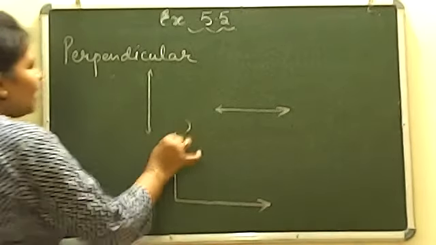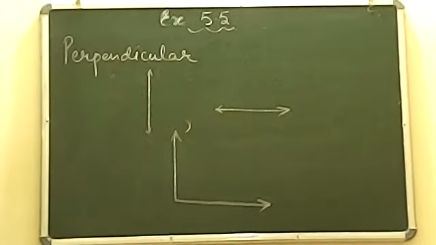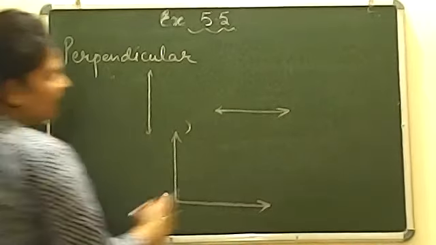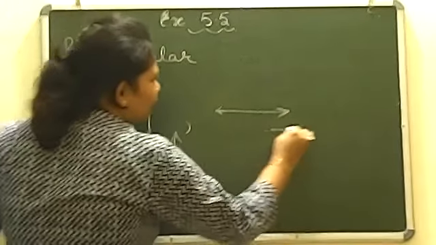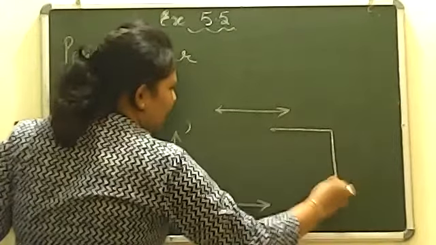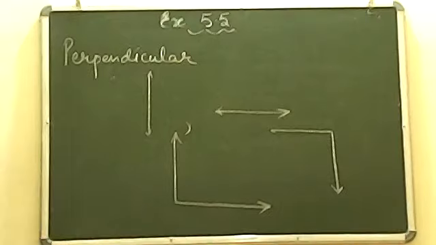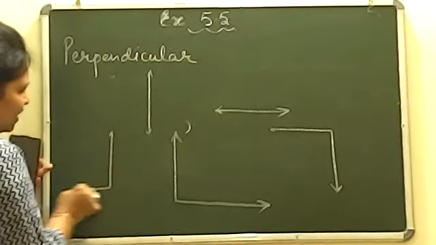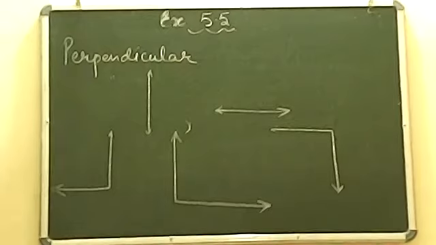Always remember, there is one identity of perpendicular lines: they always form a letter L. Like for example, this is one example of perpendicular lines. I'm showing you one more example. Look here, it can be one more example of perpendicular lines. See this, so these are all examples of perpendicular lines.